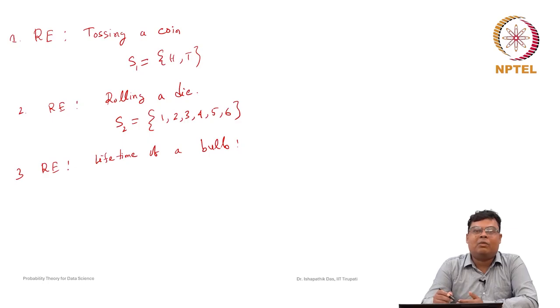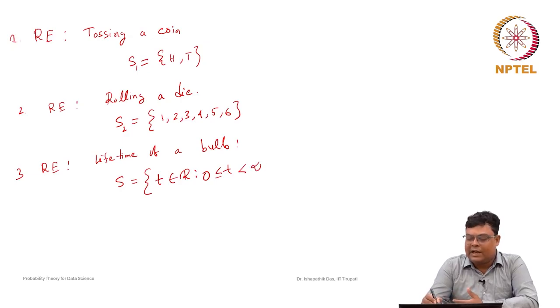So, we will see how much time it is actually working, after which it fails. This sample space can be represented by a real number t. If you buy the bulb and immediately it is not working, then the lifetime will be 0. So, theoretically it may be 0, otherwise it is greater than 0. And we do not know how long it will continue, whether there is any maximum limit m, more than which it is not possible. So, theoretically we write that t is the lifetime of a bulb, t belongs to the real numbers such that t is greater than or equal to 0 and less than infinity. So, here the sample space is uncountable.